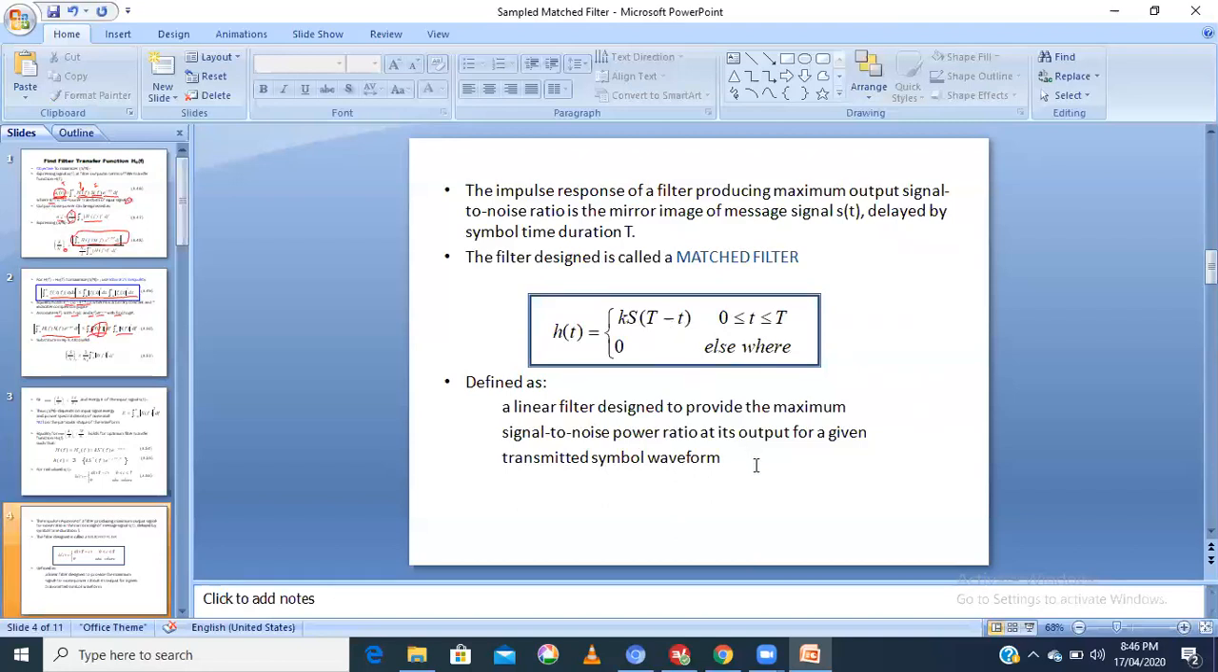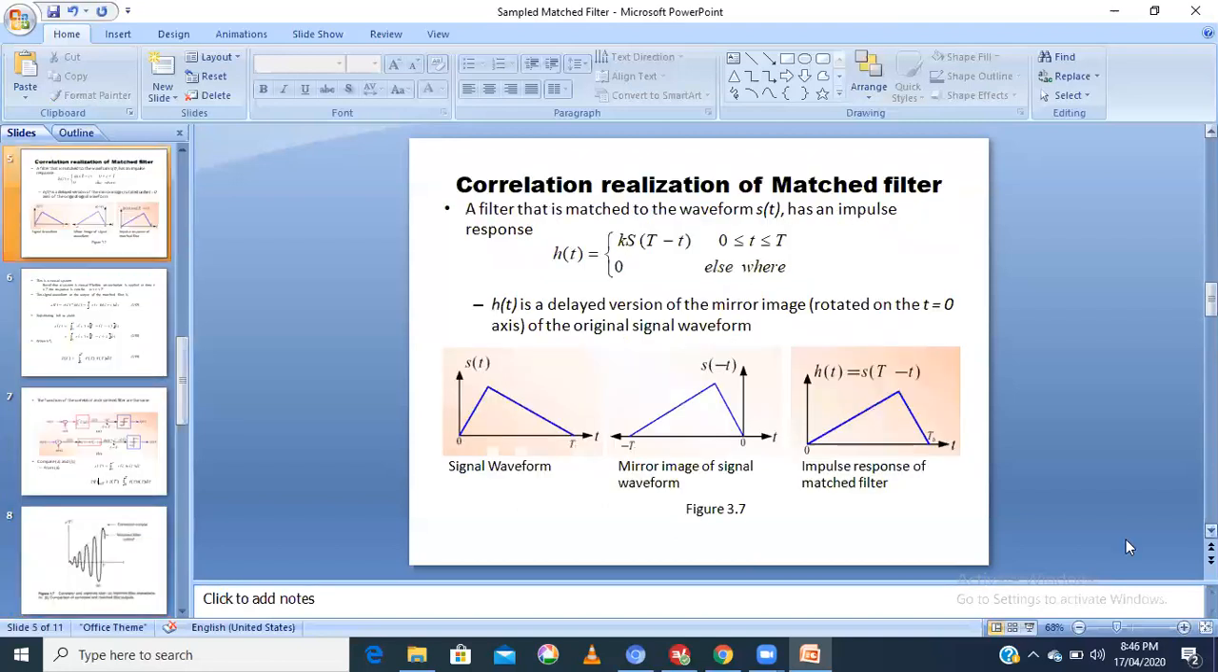Later on, we will discuss how it is similar to the correlator. It is surprising that we take the convolution of the signal with its delayed version, and in the correlator response we correlate the signal; the two things are similar but have different waveforms. I'll show you later on.